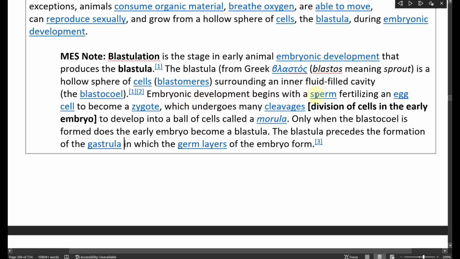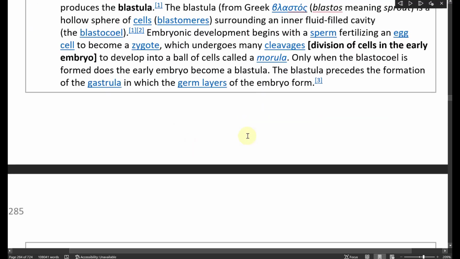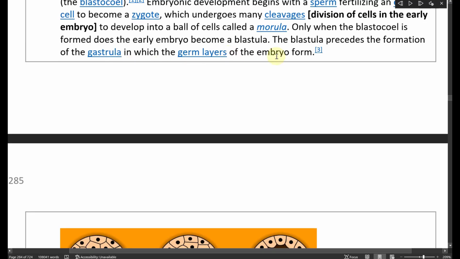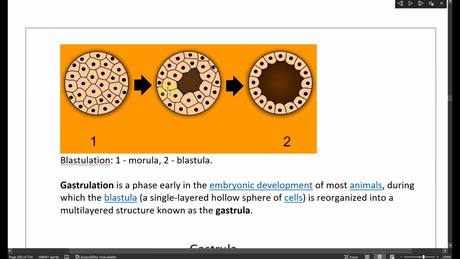And the embryonic development begins with sperm fertilizing egg, get a zygote, and then undergoes many cleavages or divisions, and then to develop a ball of cells called a morula. And then only when the blastocele is formed, that's an inner fluid cavity, does the early embryo become a blastula. So you need that. And so the blastula precedes the formation of the gastrula, in which the germ layers of the embryo form. So let's just take a look at this.